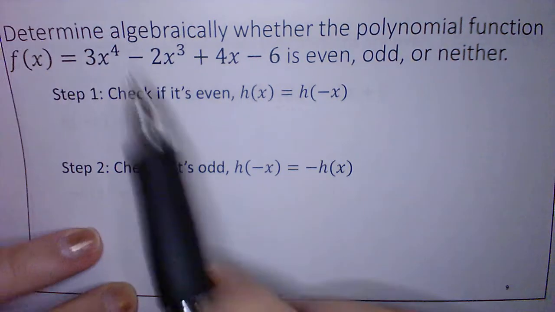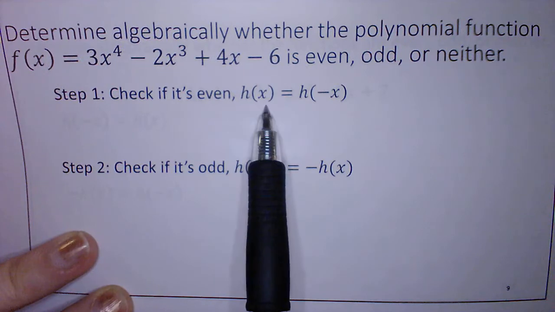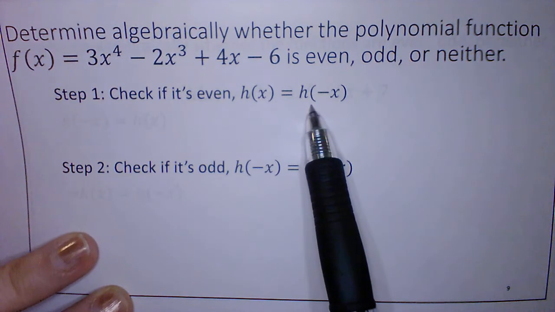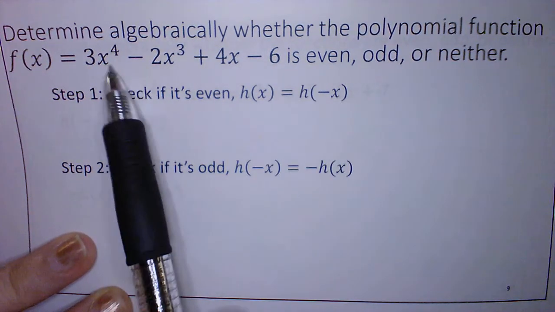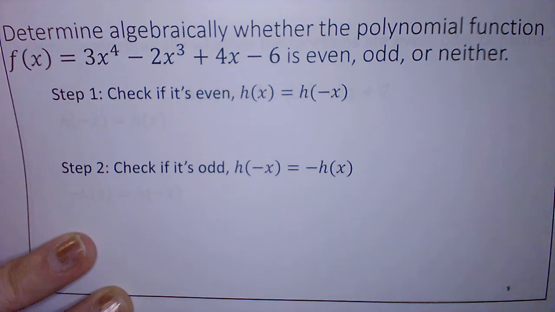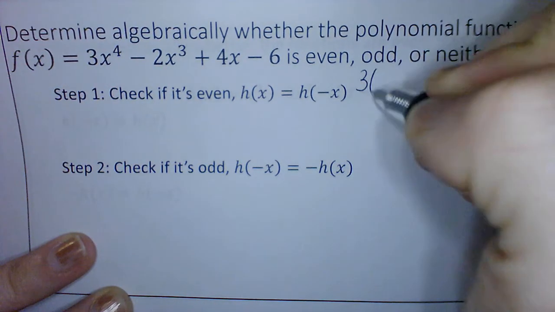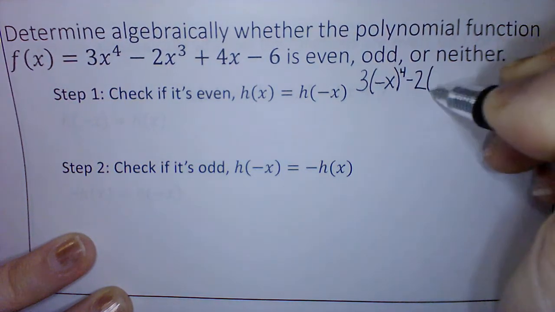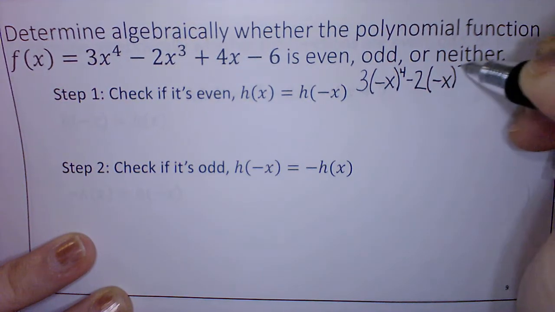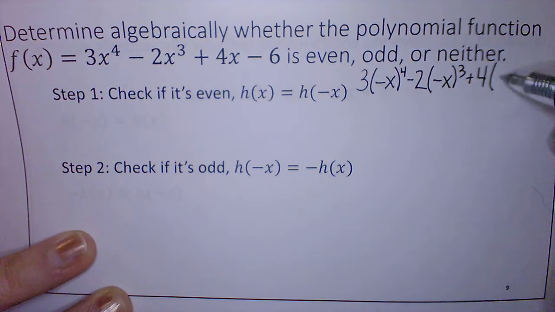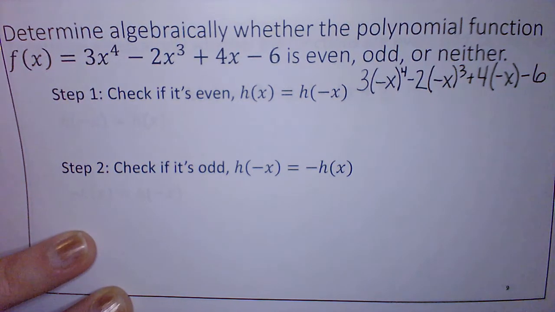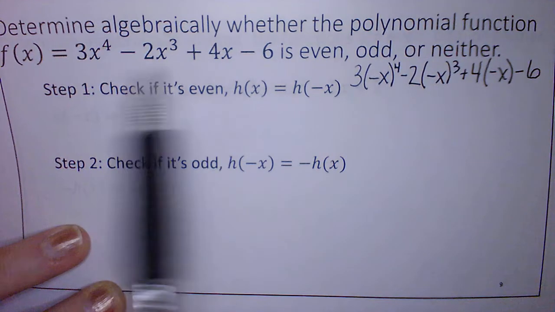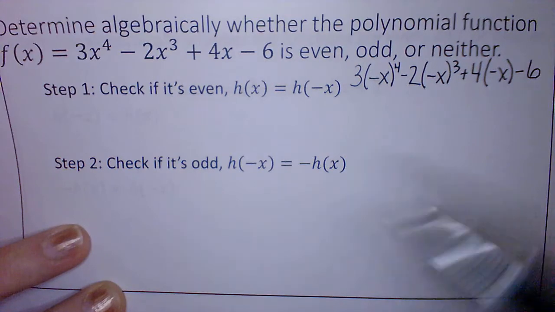So if we want to know if this function, it says f of x, it's the same thing, I just named it differently, is the same as h of negative x, all I'm going to do is put a negative x in for each of these x's up here. From there, I need to simplify, and again, my goal is that if it is even, the answer I get will be this answer here. Okay.